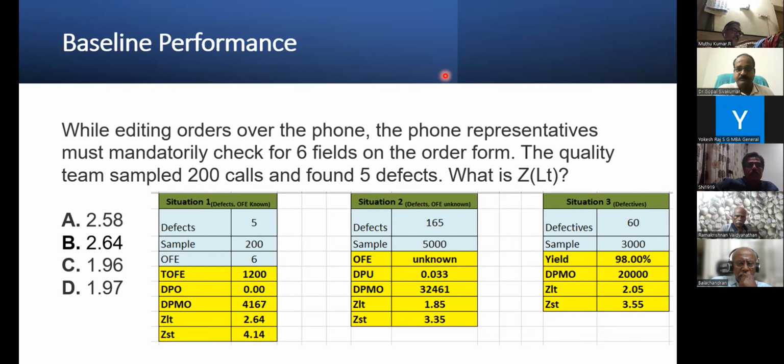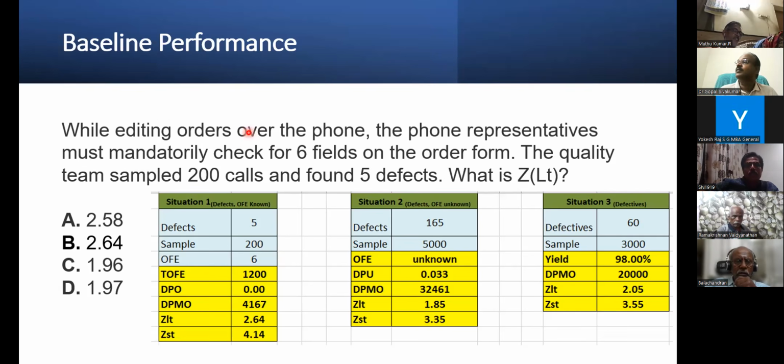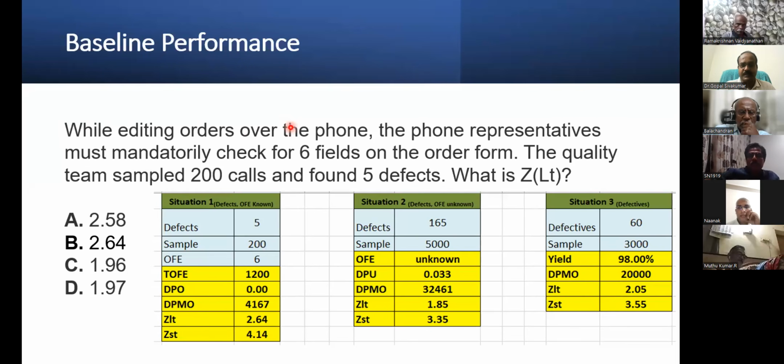6. 6, sir. Now the quality team sampled 200 calls and found 5 defects. Now what is ZLT? I want anyone other than Shiny madam to do it. Use the sigma level calculator. You can share the screen first and feed the values. No one is ready?